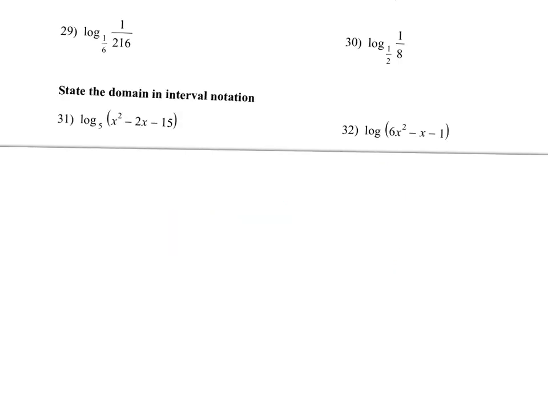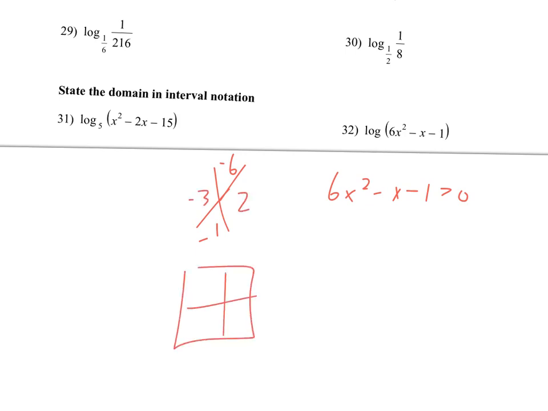All right, next up here, we need to find the domain in interval notation. So for any log, we have to take the inside of the log and set it greater than 0. In this case, I'm going to have to factor. So I'm going to think of two numbers that multiply to -6 and add to -1. That's -3 and 2. And I am going to need the box for this. So I have 6x squared, -3x and 2x, and then -1. So this will be (3x + 1)(2x - 1).